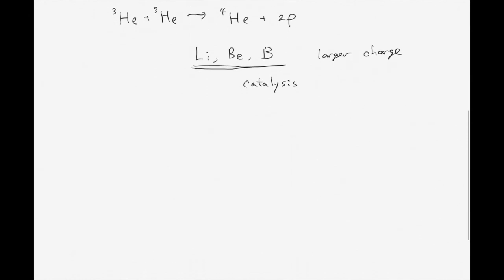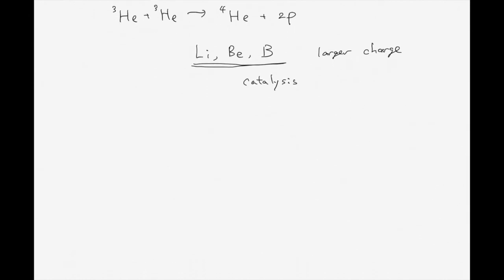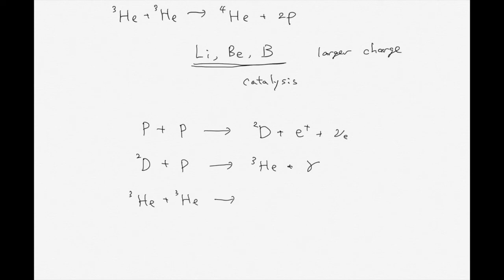Maybe it's better to write down all the equations first. So a proton reacts with another proton to form deuterium plus a positron plus an electron neutrino. And the deuterium reacts with another proton to form helium-3, emitting a gamma ray. And helium-3 reacts with helium-3 to form helium-4 plus 2 protons. So we'd like to combine these three equations.